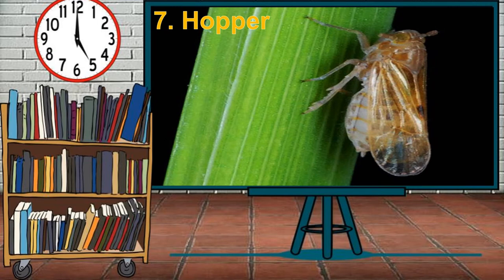Hopper. Hopper is another pest of the tree crops. This is also called katydid. It is always in the garden, particularly in the dry season. It defoliates plants and also strips the bark of young trees and shrubs.